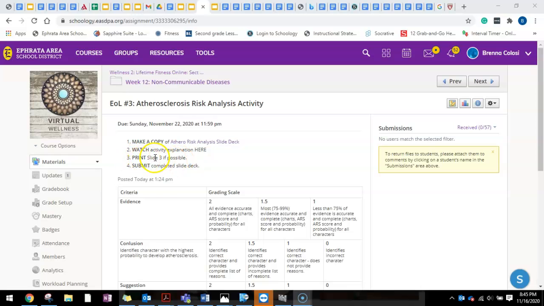If you can, I encourage you to print slide 3. It's just a little bit easier because you're using that to determine the risk points. You'll see in just a few minutes why. And then once you're done, you'll submit the completed slide deck.